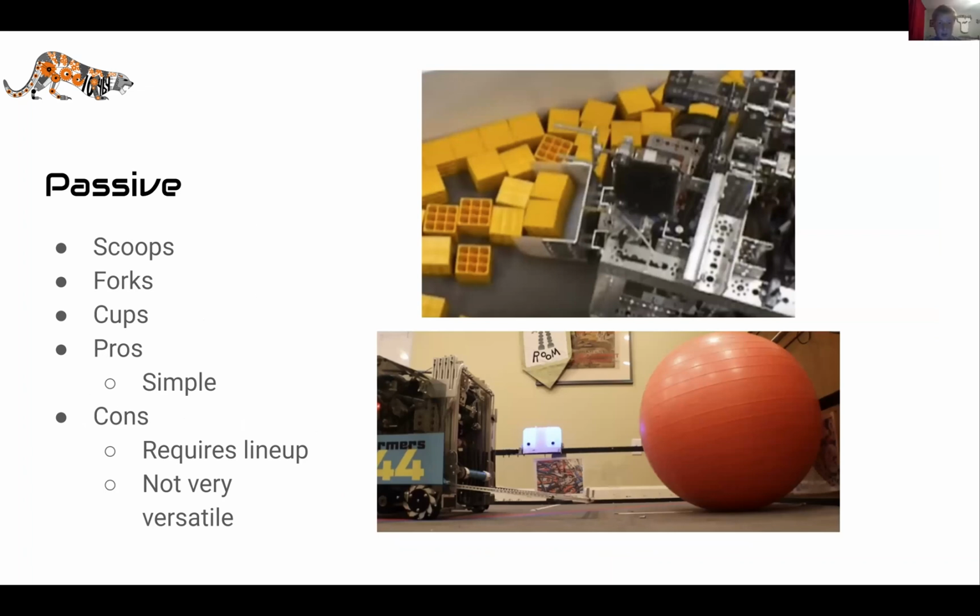For the passive intake, some examples are scoops, forks, and cups. A pro is that they are very simple to design, but the con is that they really require lining up, and they're not very versatile.